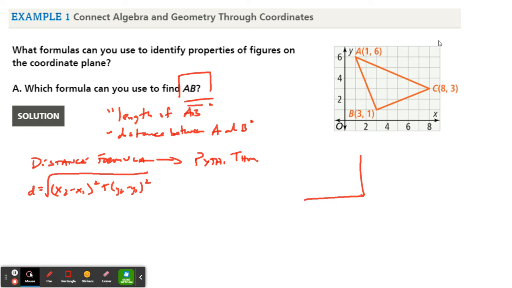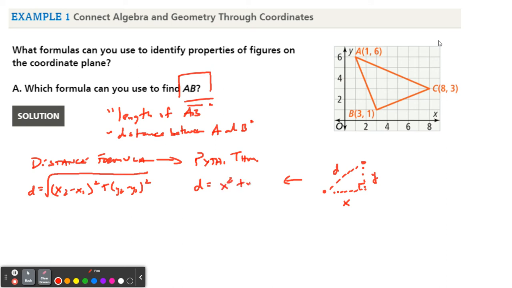So let me do it like this. If I have 2 points that I want to find the distance between, say a point here and a point there, this is the distance I want to find. Well, I just create my right triangle by drawing a horizontal and a vertical, creating that right angle. This is your x, this is your y. So to apply the Pythagorean theorem here, you're going to take x squared plus y squared and take the square root. So d equals the square root of x squared plus y squared. Again, it's Pythagorean theorem solved for the hypotenuse.